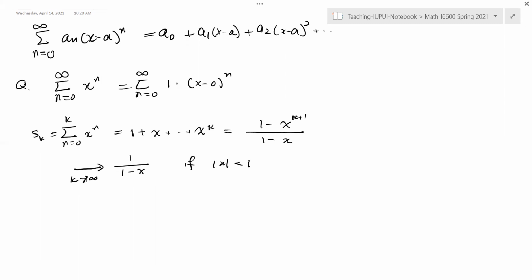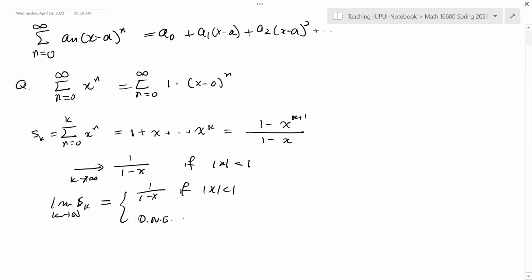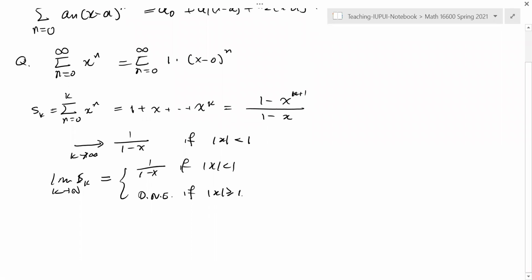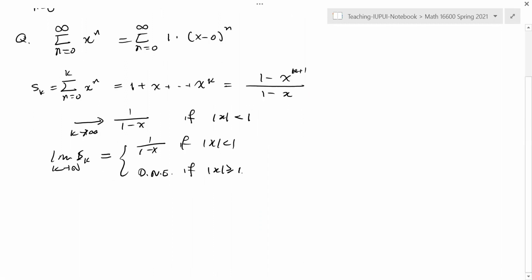Otherwise it is divergent. It does not have a limit; the limit does not exist. More precisely, the limit is 1 over 1 minus x if the absolute value of x is less than 1, and it does not exist, or is infinity if you want to say that, if the absolute value of x is greater than or equal to 1. There is only one case, when x equals 1, where it's going to be infinity. Otherwise, the limit doesn't exist.